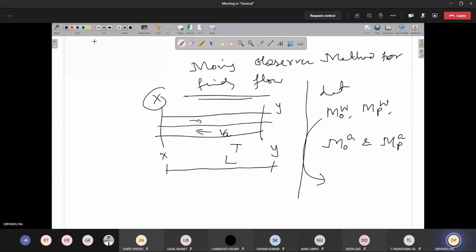It means when the test vehicle was moving, this is the test vehicle which was moving with the stream. So this is the number of vehicles that has overtaken the test vehicle when the test vehicle was moving with the stream. And this is the number of vehicles which was overtaken by the test vehicle when it was moving with the stream. Okay, that's what it is saying.